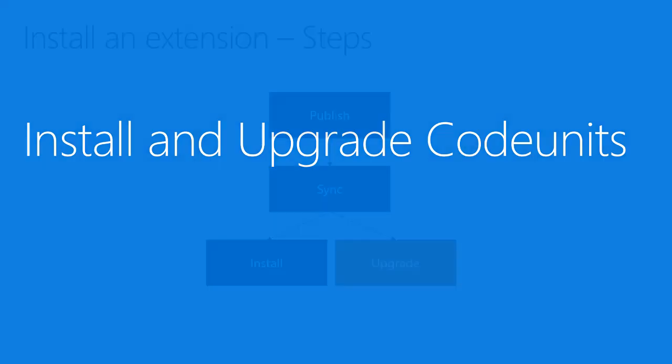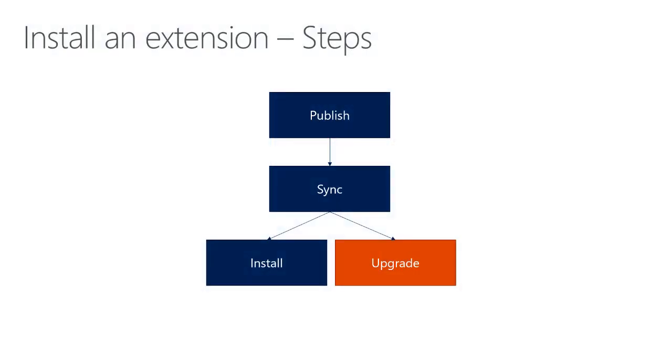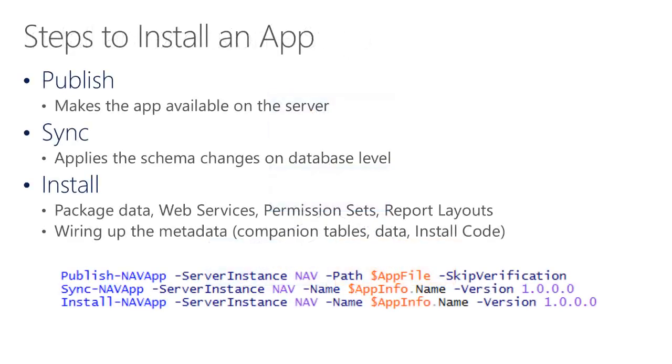The process of installing an extension has 3 steps. The first step is the publish, the second step is the sync, and the third step is the install. And when you talk about upgrading an extension, the third step is obviously an upgrade process. The publish step makes the app available on the server. So in this step, you upload the app file into the service tier, and it is exposed in extension management.